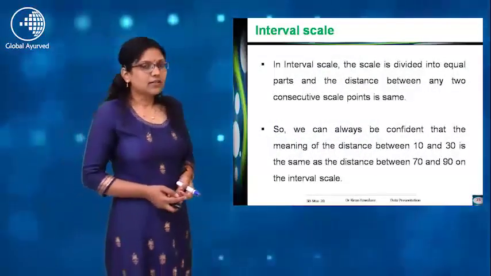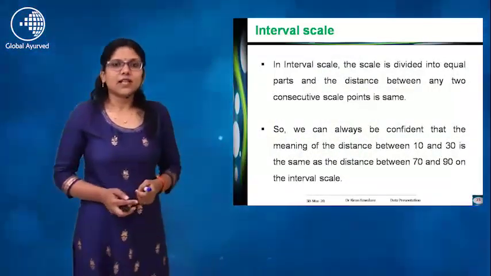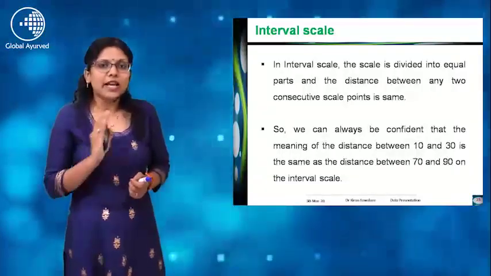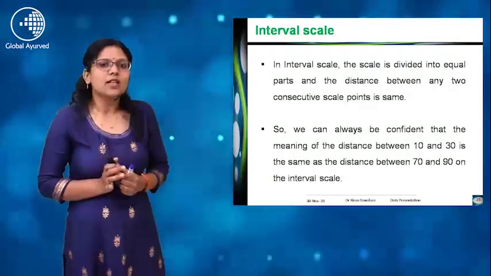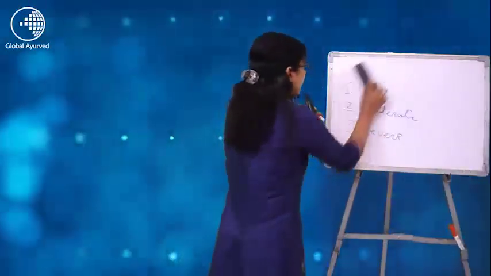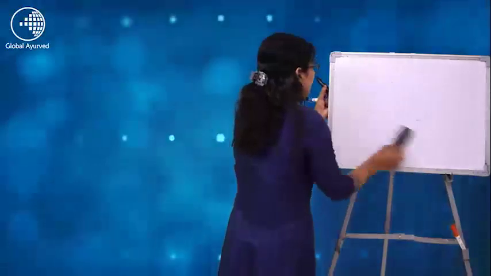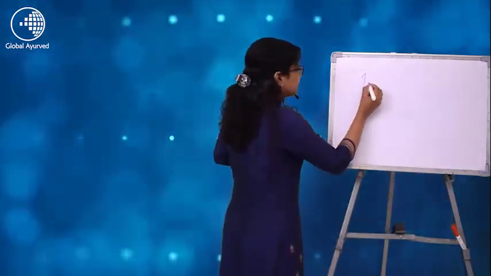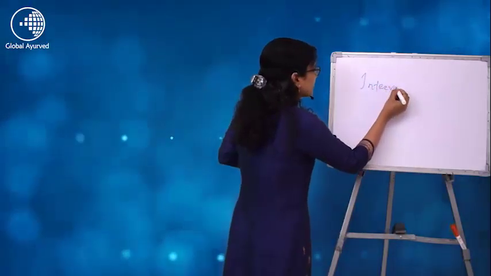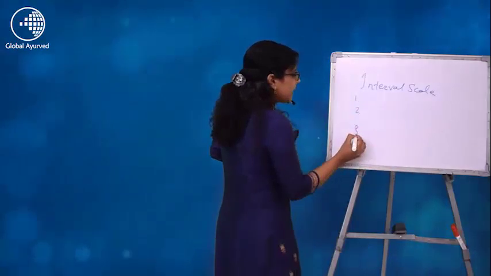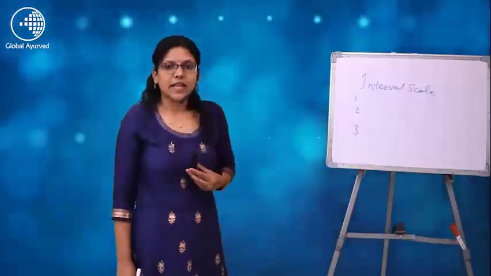Interval scale. Third scale is the interval scale. In the interval scale, the scale is divided into equal parts and the distance between any 2 consecutive scale points is the same. Means we can say that the third scale, that is the interval scale, the distance between any 2 points is the same.